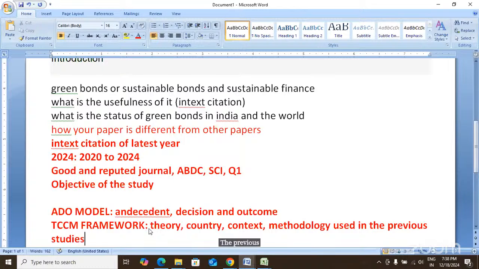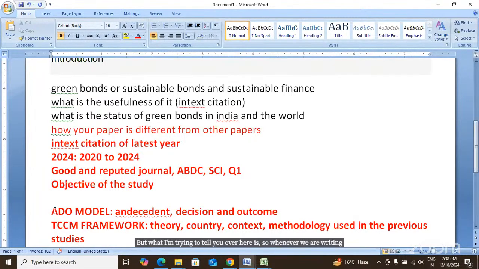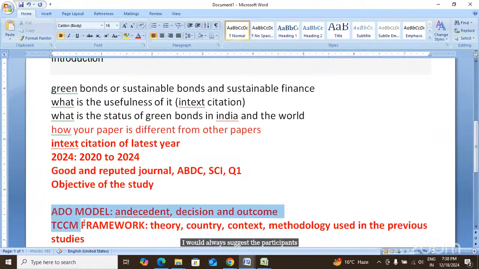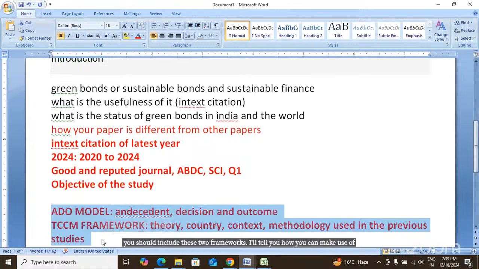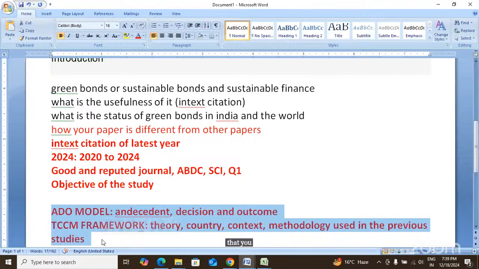But what I'm trying to tell you is that whenever we are writing an SLR paper, I would always suggest to the participants that you should include these two frameworks. I'll tell you how you can make use of this, but try to understand that you have to use these two frameworks to make your paper a good paper.